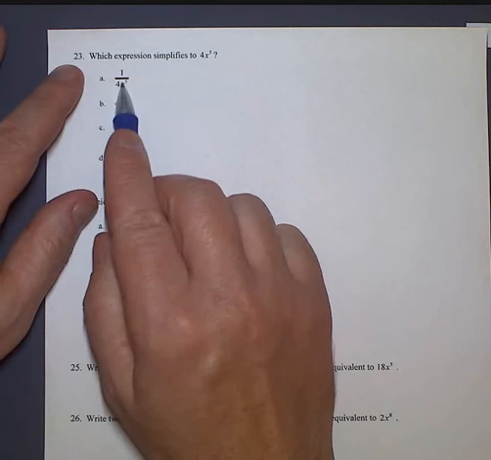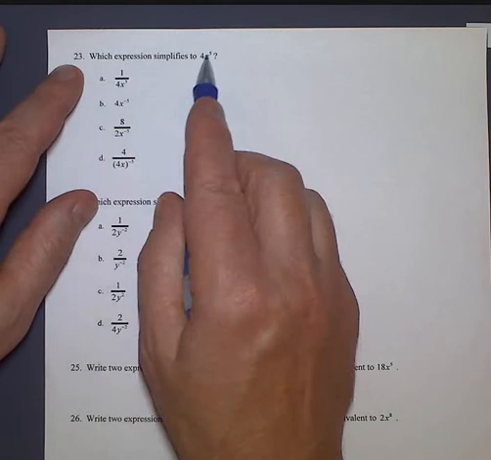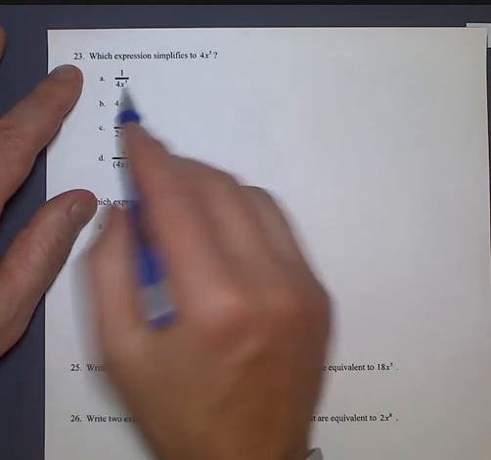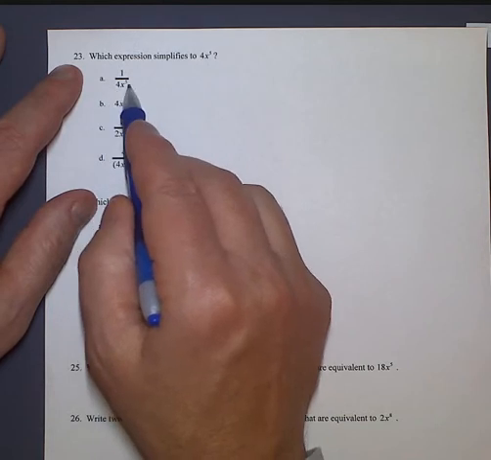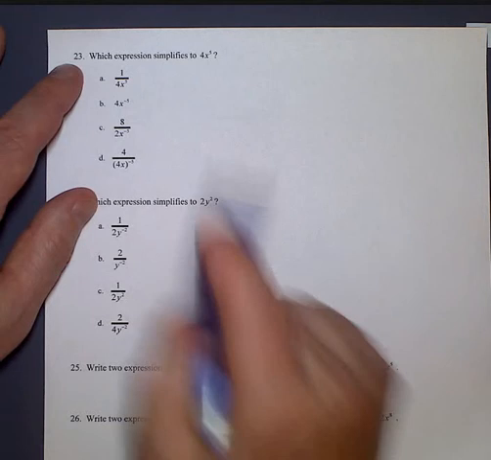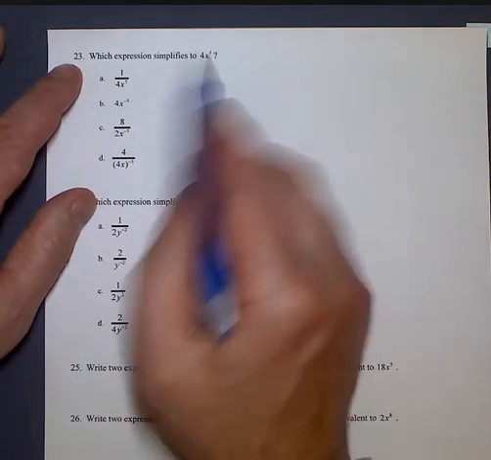Well, can I rearrange this to make it look like this? Well, the 4 is on top. It'd have to be a negative exponent maybe. Doesn't look like I could do that. Let's take a quick look at these. Maybe I can change this into one of these.